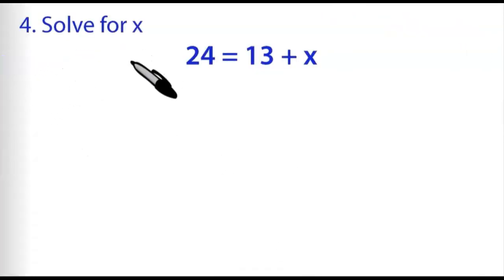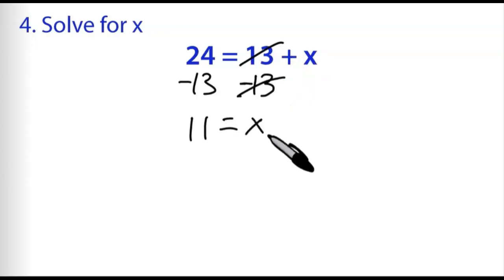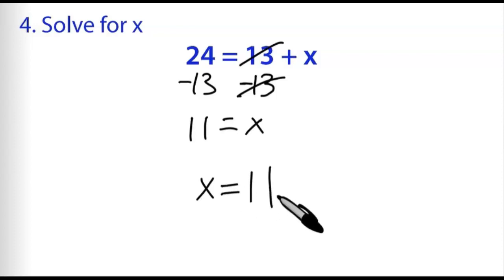For problem 4, we have 24 equals 13 plus x. So to get x all by itself, we need to get rid of the 13 here. The x is being added to the 13, and because of the commutative property, it's the same as the 13 being added to the x. So we subtract 13 from both sides. And on this side, we have 24 minus 13, which is 11. And on this side, the positive 13 and the minus 13 cancel out, leaving x. We have 11 equals x, and we'll rewrite that as x equals 11.